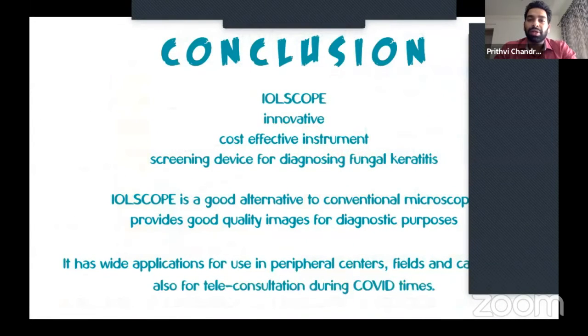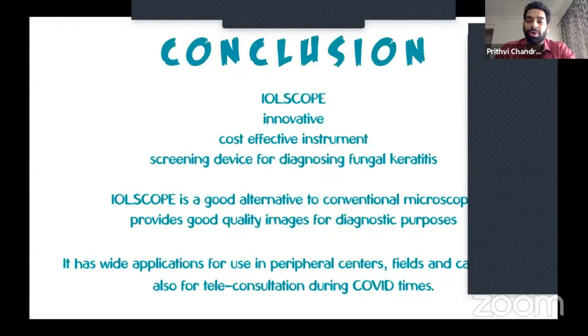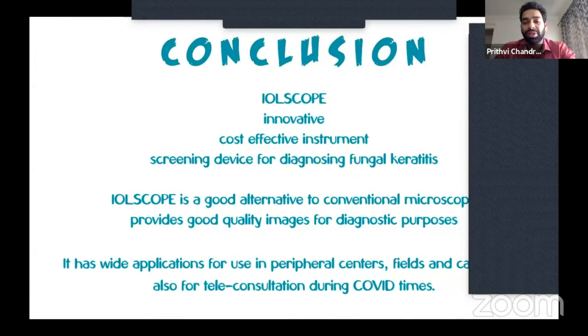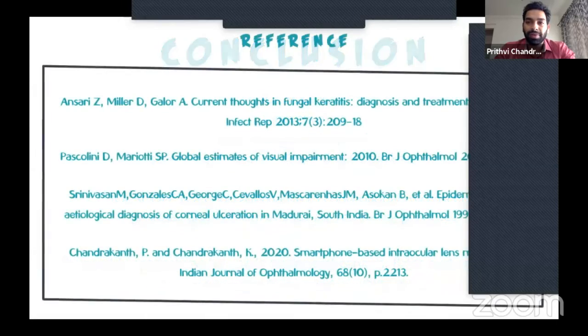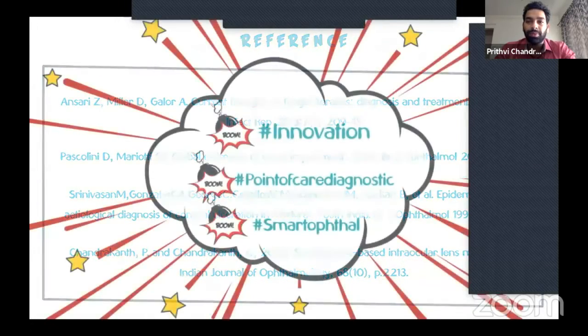So I would like to conclude that Iolscope is an innovative, cost-effective instrument which can be used as a screening device for diagnosing fungal keratitis. It can also be a good alternative to the conventional microscope at places where a conventional microscope cannot be used or in settings which don't have one. It has wide application in peripheral centers, fields, camps, and teleconsultation, especially during the COVID times. These are my references. Thank you.